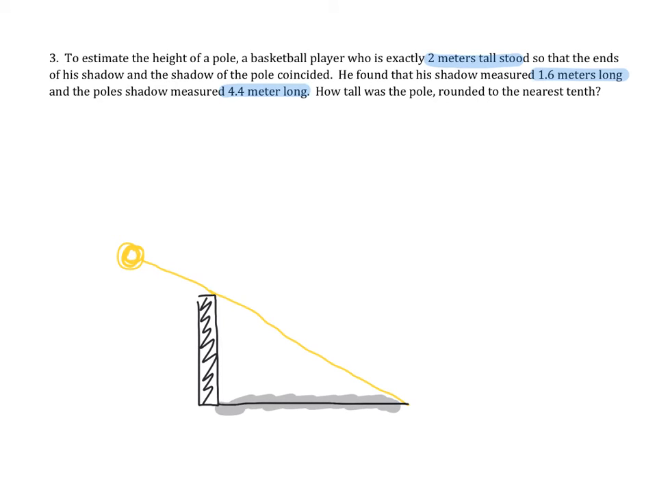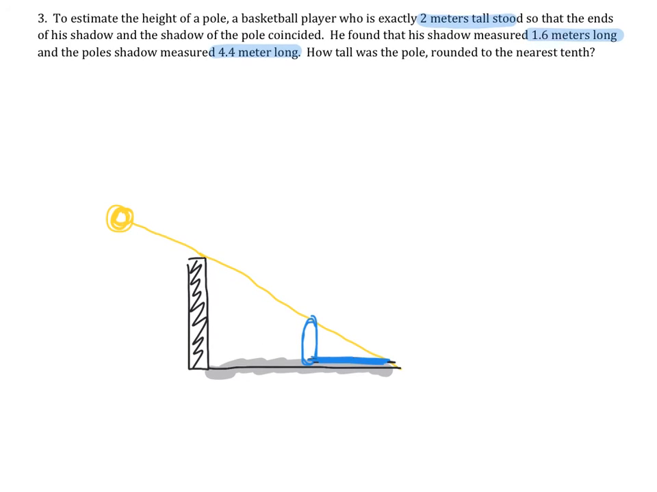And then it says that this basketball player stood so that his shadow and the shadow of the pole coincided. So imagine that the basketball player is right here, and then this is his shadow right here. So again, I'll do his shadow in blue, and then the pole's shadow is that total length in black. So you can see that he stood perfectly, so the sun hit it and their shadows ended at the same point. So here we definitely have two triangles.